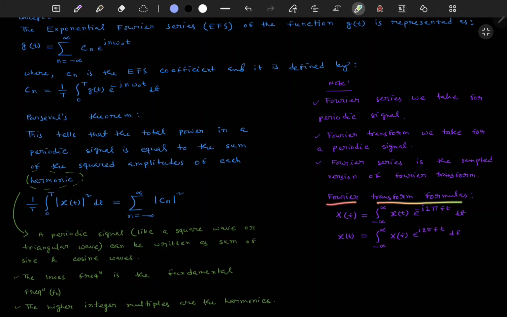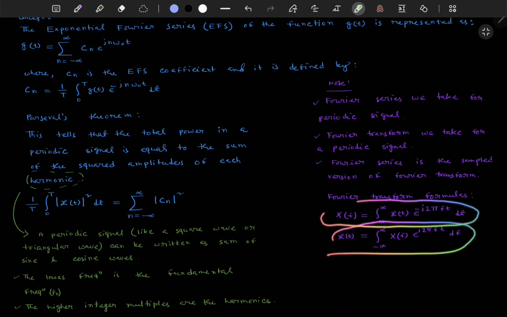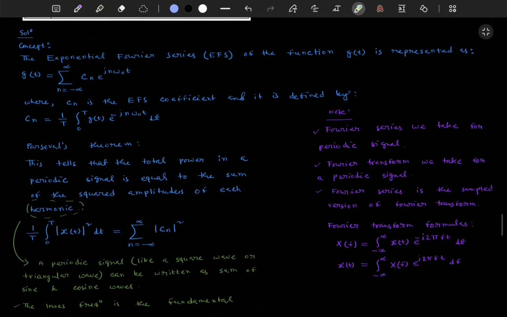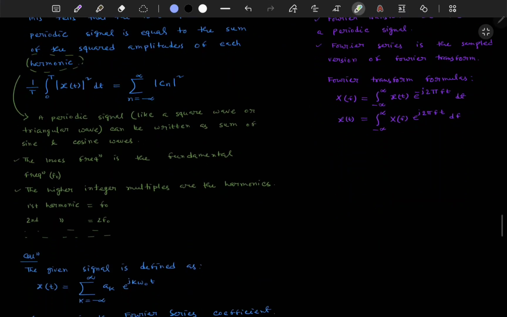The Fourier transform formula is this one: X of f equals integration from minus infinity to infinity of x of t e to the power minus j 2 pi f t dt. So x of t equals integration from minus infinity to infinity of X of f e to the power j 2 pi f t df. In the frequency domain this is minus, and this is the time domain formula. And in the case of the Fourier series, you will always see one time period taken, because the same thing is repeating everywhere, since it is only for the periodic signal.